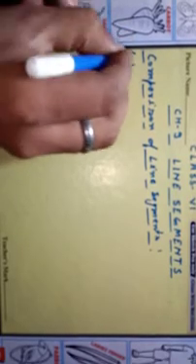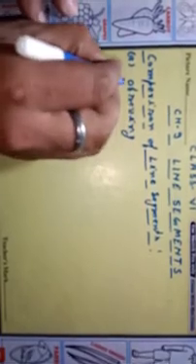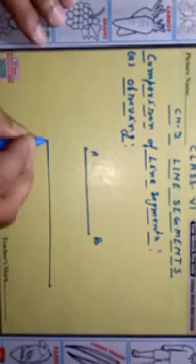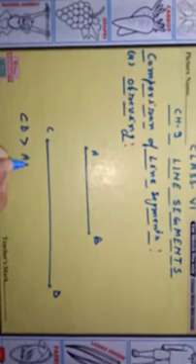Now next, comparison of two line segments. Suppose that two line segments are given, then how will we check which line is longer? So first is by observing. Two line segments are given, the line segment AB and the second line segment CD. Now observing, we have seen that CD is longer than AB.